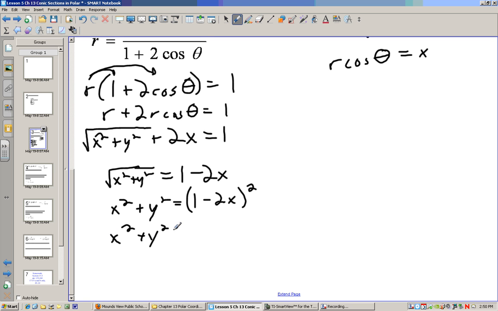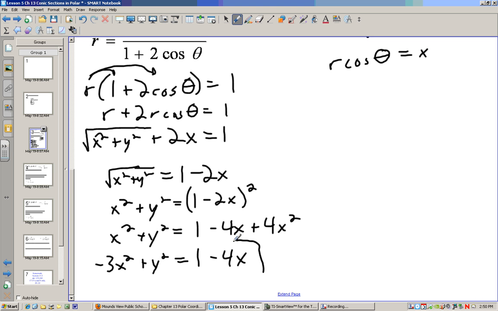Now (1 minus 2x) squared we can either FOIL, use your sneaky squares, whatever method you want, and your answer is going to be 1 minus 4x plus 4x squared. So now if I subtract 4x on both sides, this would be negative 3x squared plus y squared equals 1 minus 4x. Now we could keep going with this problem further and further, completing the square and such. But from here, hopefully everybody can tell that it's a hyperbola because one of the variable squareds is positive, and the other one is negative.